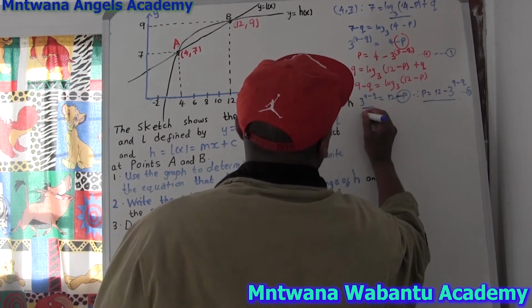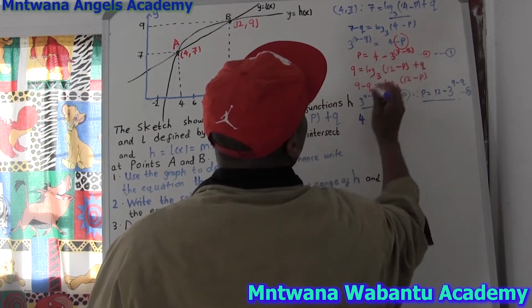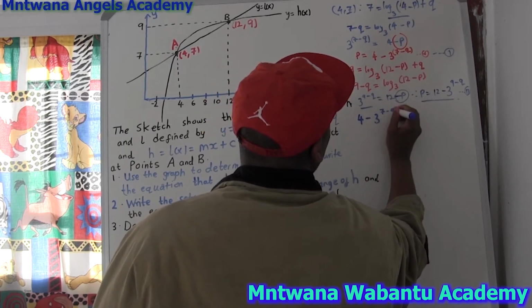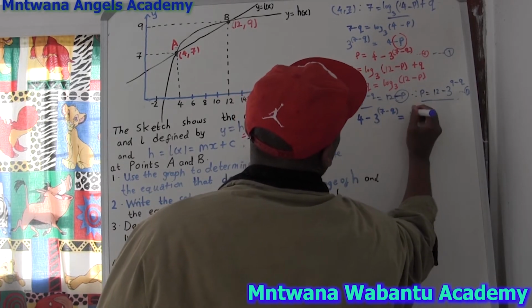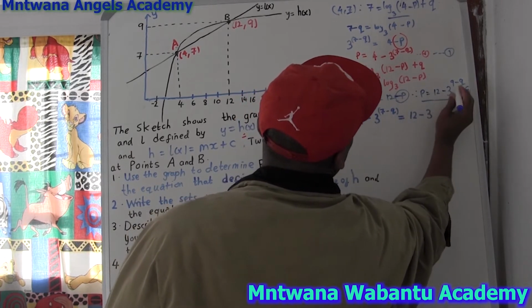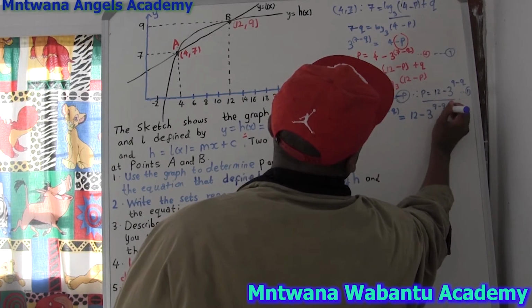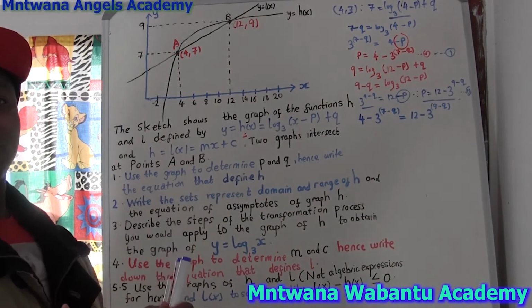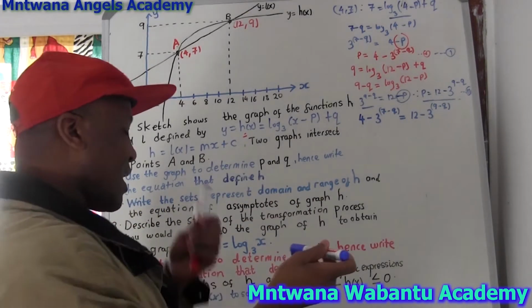So now we're going to say 4 minus 3^(7 minus q) is equal to 12 minus 3^(9 minus q). Now we can get the value of q. How are we going to get there? Take the group of 3 together and group the other numbers together.